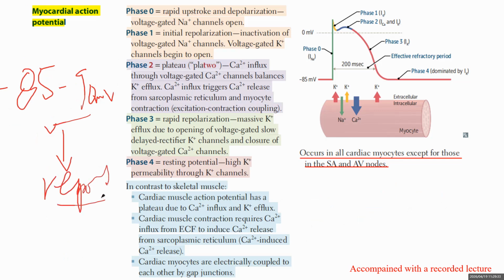This resting membrane potential is mainly due to the high permeability of the membrane to the potassium ion. So at rest, potassium has a major role in maintaining the negative membrane potential, and this resting state corresponds to phase number 4 of the action potential.